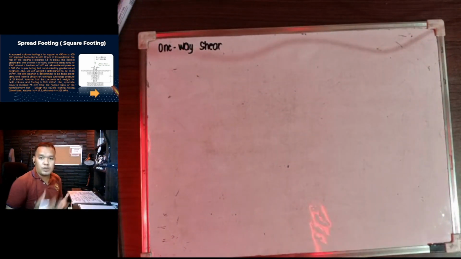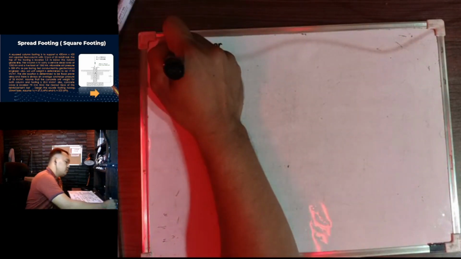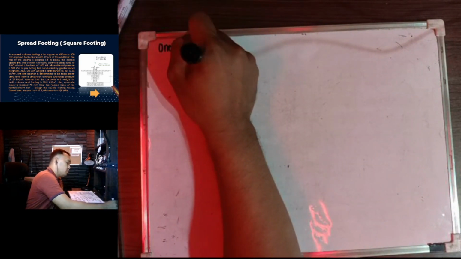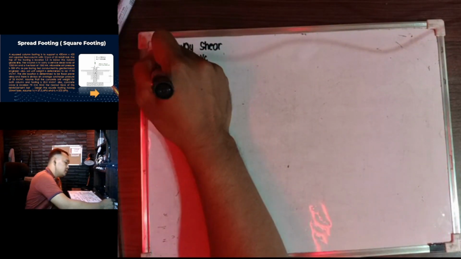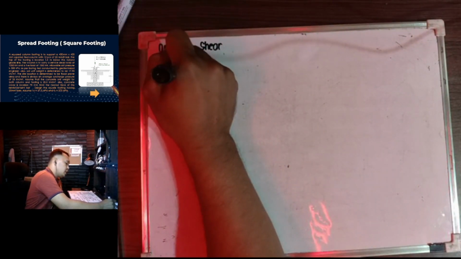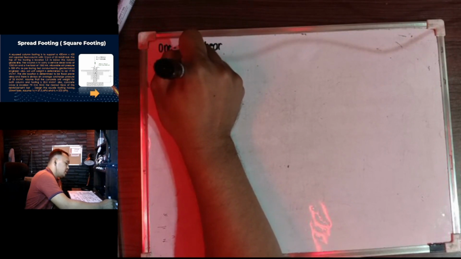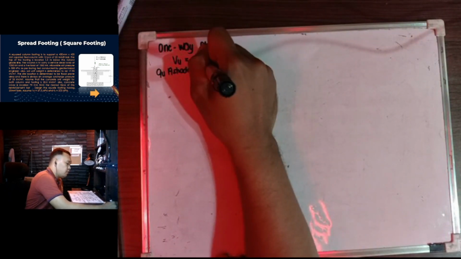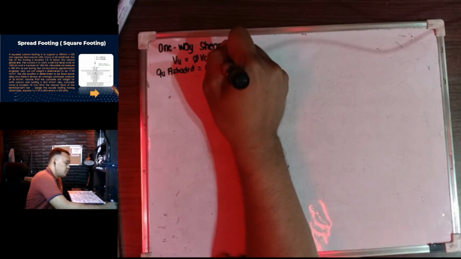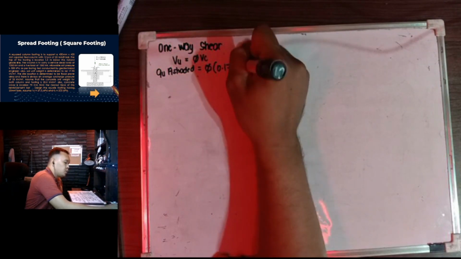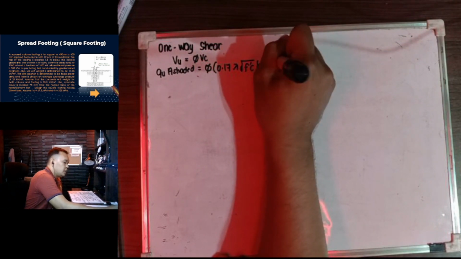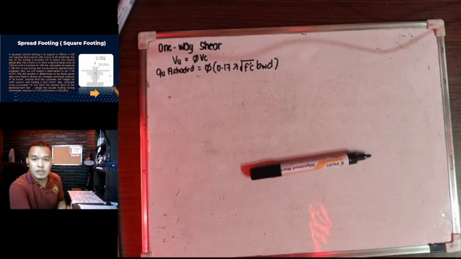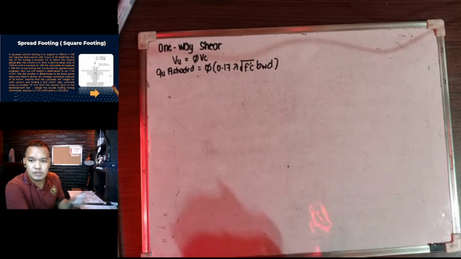Okay, so sa one-way shear, the formula will be Vu is equivalent kay Vc, and we all know that Vu is Qu times area shaded. Qu times area shaded is equivalent kay phi times 0.17 lambda the square root of f'c bw d. Okay. Balik lang ako sa PowerPoint presentation.